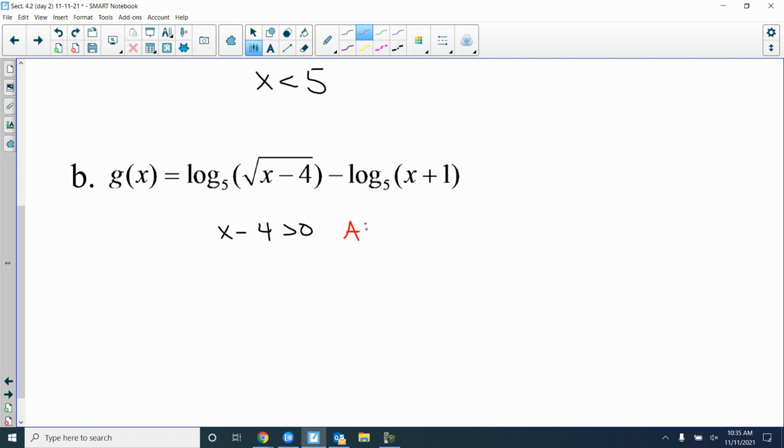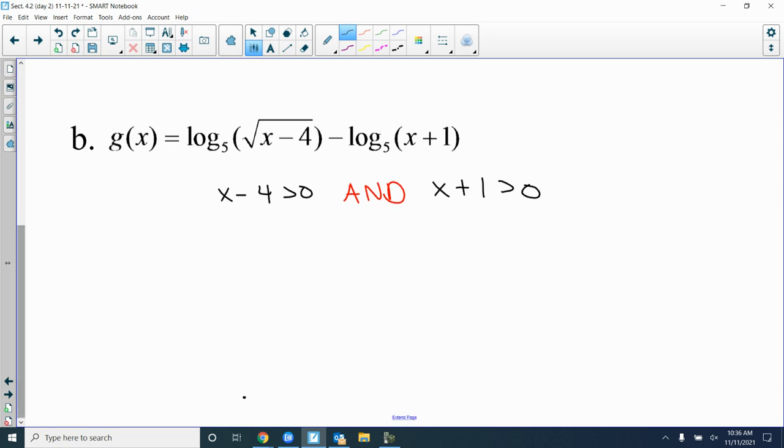And x plus 1 has to be greater than 0. So any number you plug in has to make both of them positive. Okay, so you got to think about all the numbers that'll make them both positive. Well, just get x by itself for each one. If I add 4, I get x is greater than 4. And subtract 1, I get x is greater than -1.